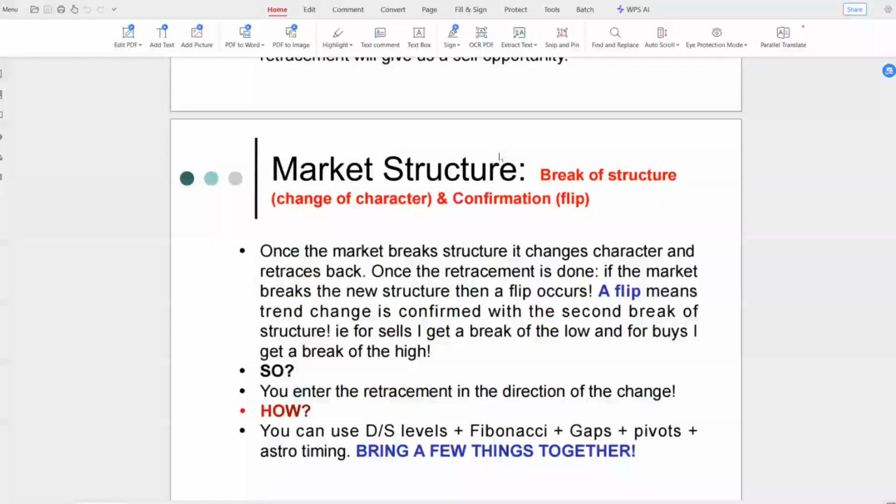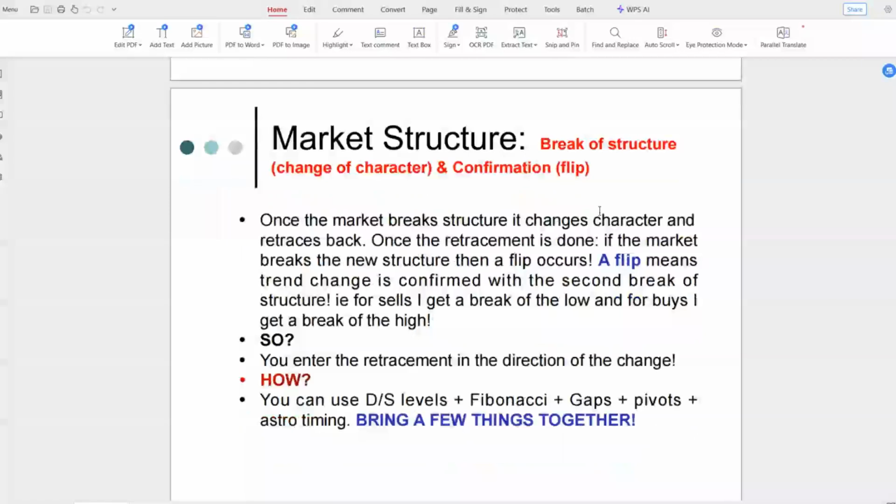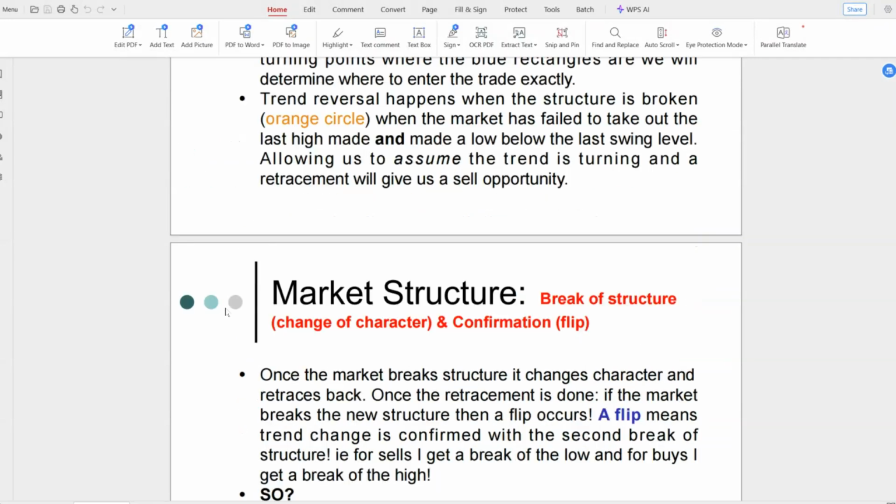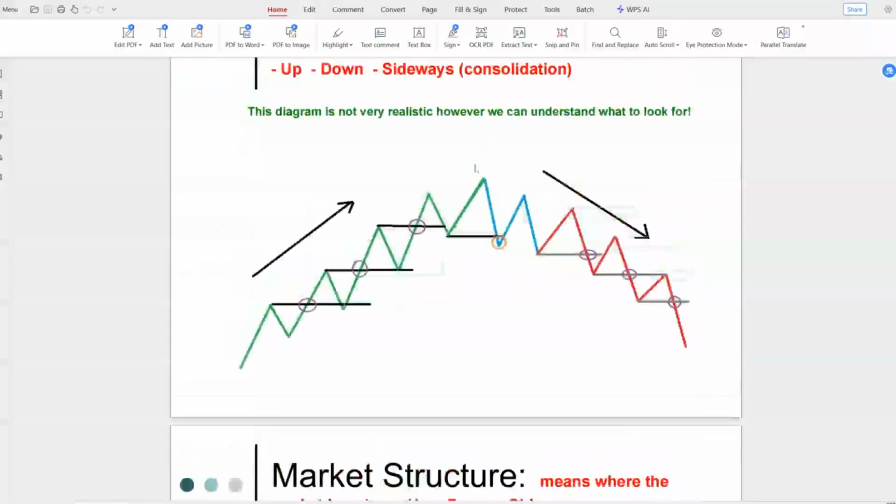And then once the market breaks structure, it changes character and retraces back. Once the retracement is done, if the market breaks the new structure, then a flip occurs. A flip means a trend change is confirmed with the second break of structure. So what happens is, the first break is a change of character, the second is the flip. So now you've got a break of structure, and then any upwards move is fair game to sell.